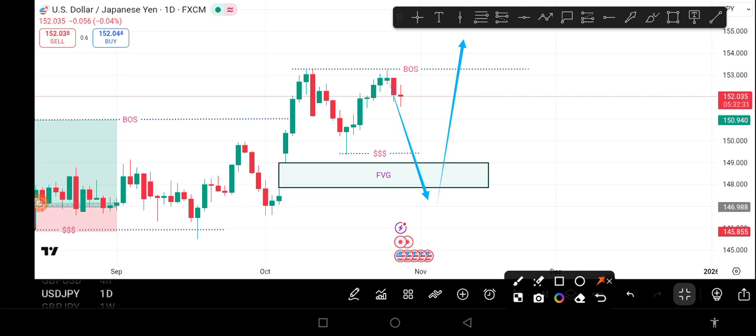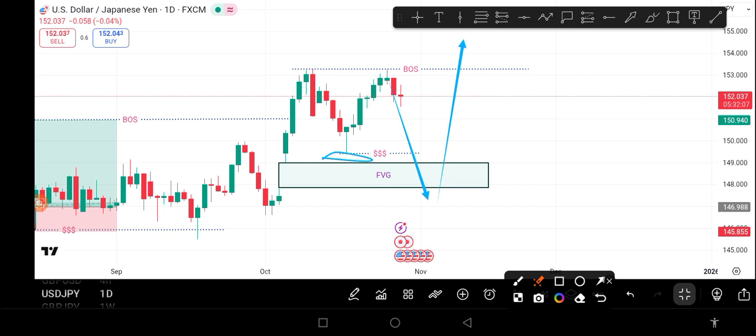I'm expecting that this gap that was left here, the price must come back, tap into this fair value gap, and then move to the upside, just like that. Now our liquidity is this one, this inducement. The price came back. This is a very nice inducement. The price broke this structure and then came back to create some inducement and then went up.